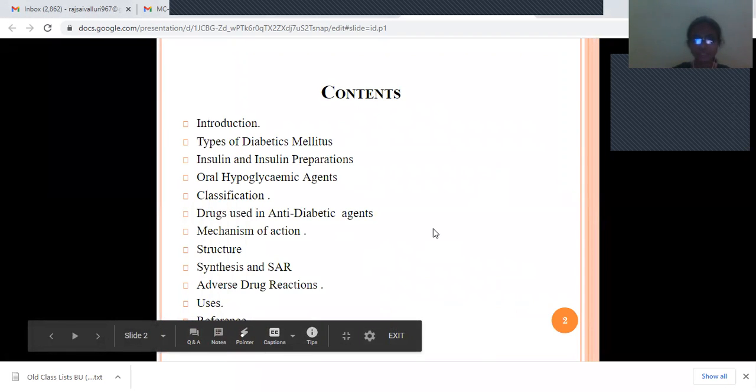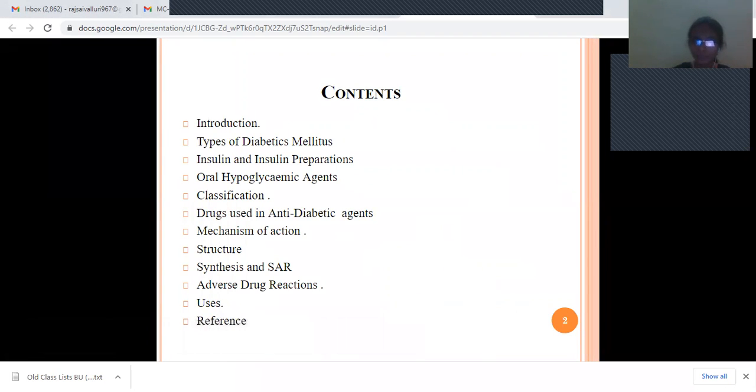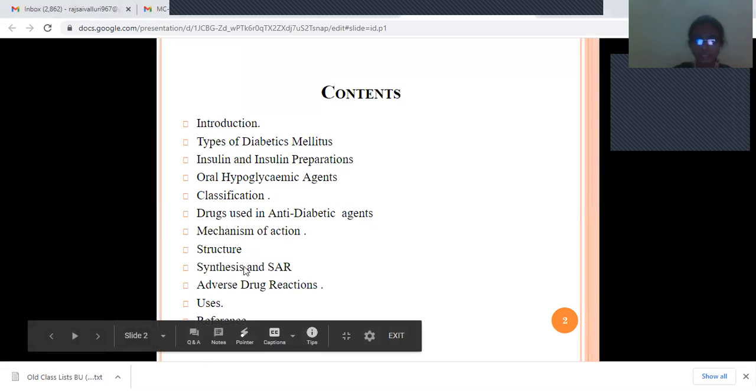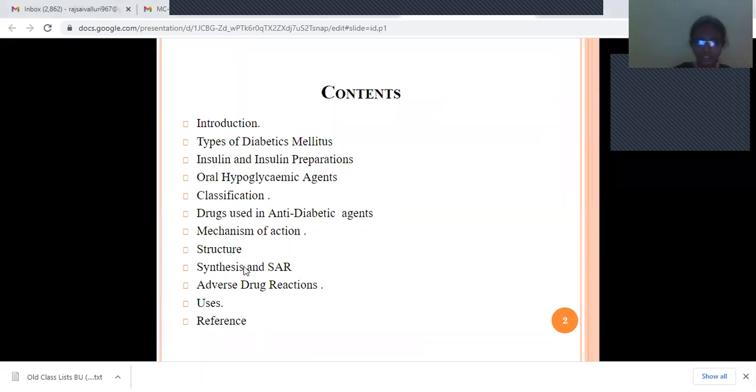So in this we will discuss the introduction, meaning what diabetes is and what the types of diabetes mellitus are, and what insulin is and what the types and preparations of insulin are, and what the oral hypoglycemic agents are and their classification, what drugs are used in the treatment of diabetes, mechanism of action, structure, synthesis, structural activity relationship, adverse drug reactions, and uses.